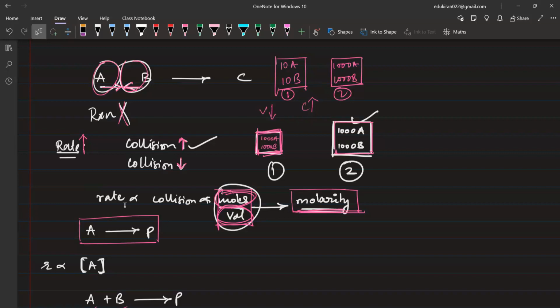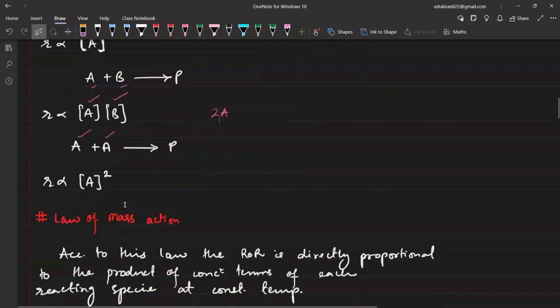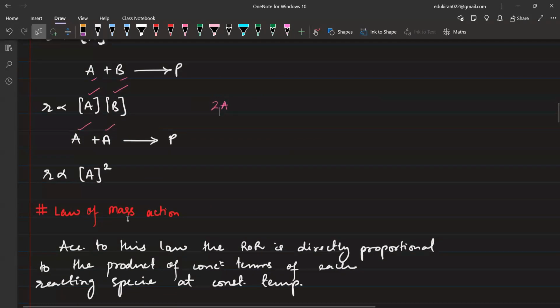So in order to increase the collision frequency, we can either increase the number of moles or decrease the volume. Number of moles upon volume is molarity. So we can say that rate is directly proportional to the concentration of the reactive molecules. And this particular law is known as the law of mass action, which says that the rate of reaction is directly proportional to the product of the concentration terms of each reacting species at constant temperature. है ना, जो कि हम लोगों ने यहाँ पे देखा है, AB है तो directly proportional to A into B.